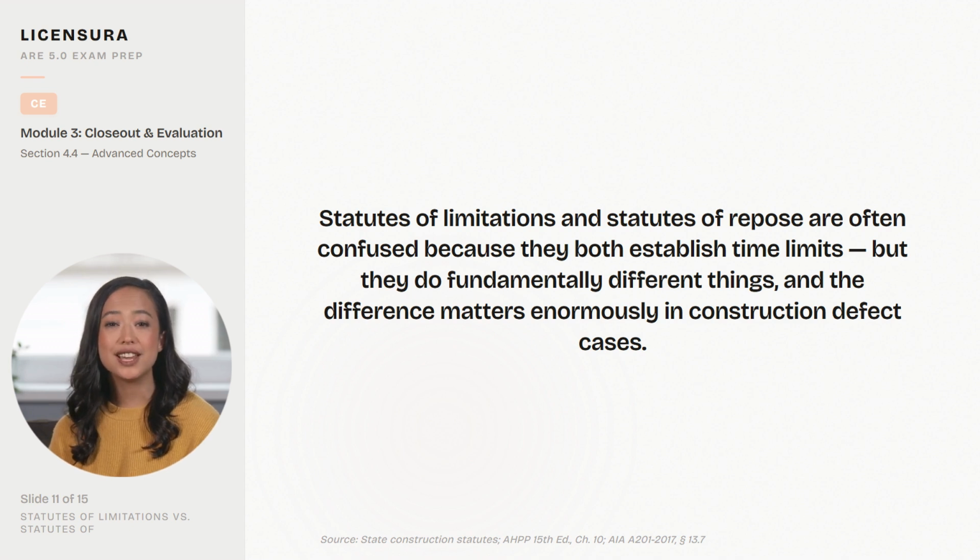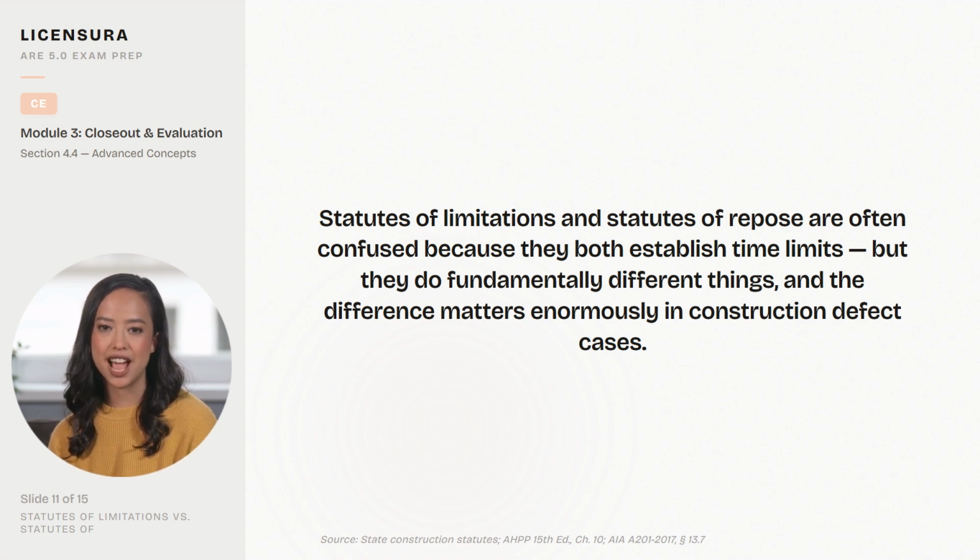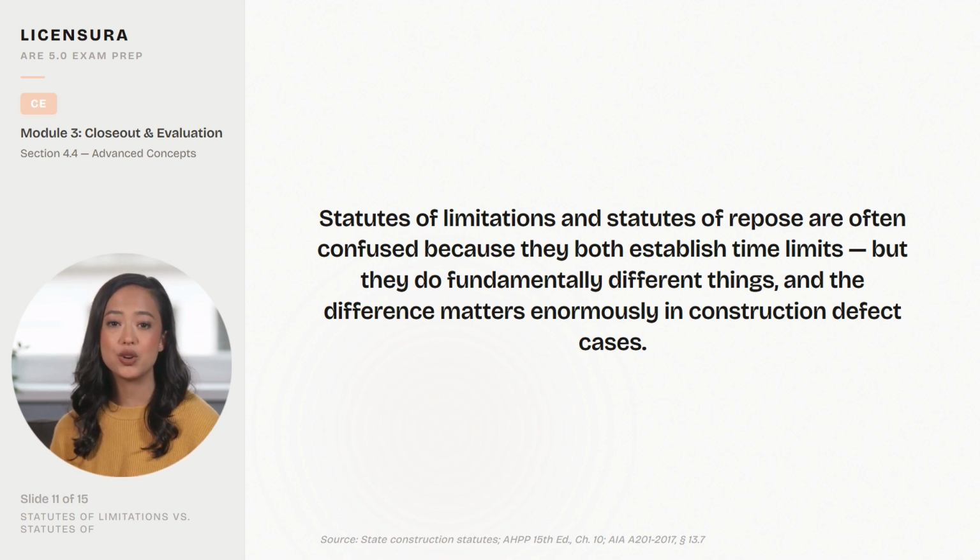Statutes of limitations and statutes of repose are often confused because they both establish time limits, but they do fundamentally different things, and the difference matters enormously in construction defect cases. The statute of limitations gives the plaintiff a fixed window to file suit after discovering a defect. The statute of repose sets an absolute outer boundary after substantial completion, regardless of discovery. They can run simultaneously, and whichever expires first controls.